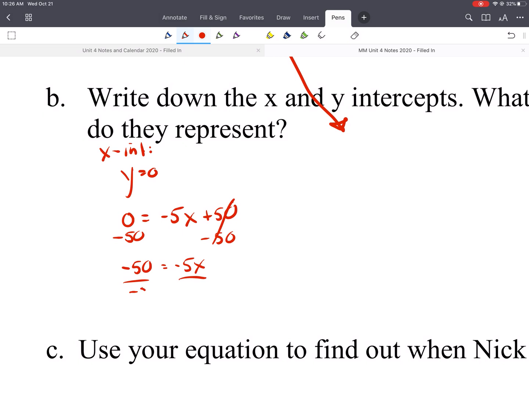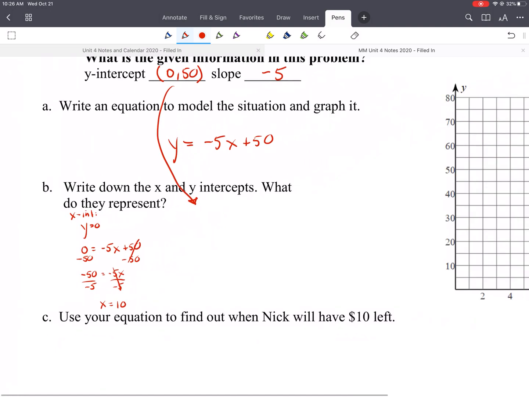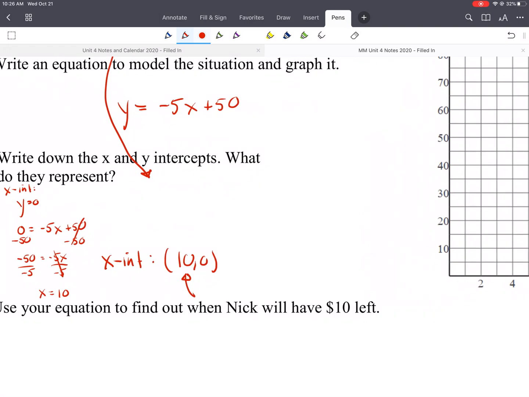And we'd divide both sides by negative 5, and we'd get X is equal to 10. So our X-intercept would be 10 comma 0. So this is saying after 10, whatever our X unit is, days, 10 days, he has run out of money.